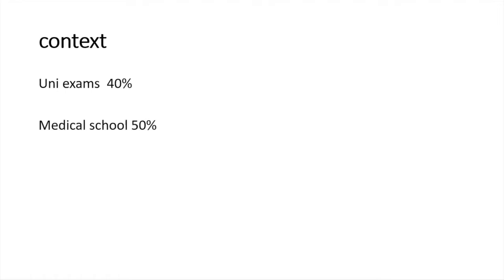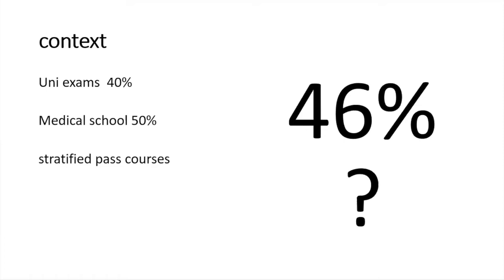Now, you know that in most university exams, you have a pass mark of 40%, okay? Medical school pass mark is 50%. And in certain courses where they don't use a pass mark, but you get a stratified pass, depending on how many students have taken, if one gets a result of 46%, what do you do? You go and look at the course you have done. You put the result in context. So p-value should be considered in the context of the test model, okay?